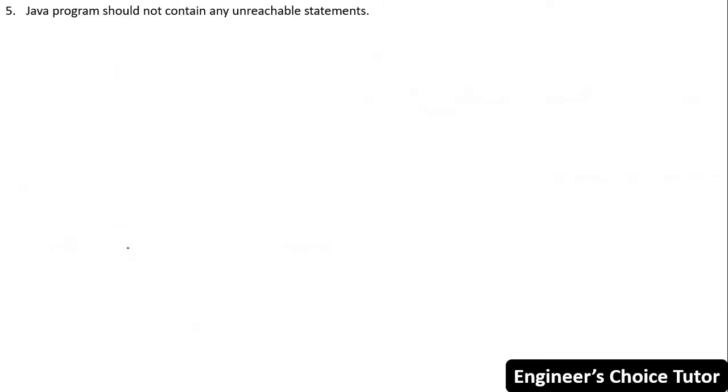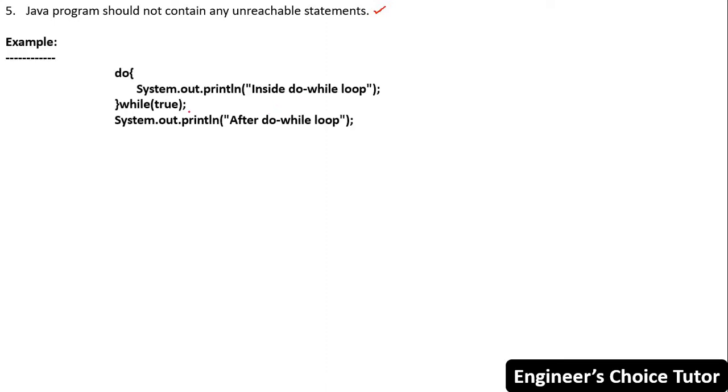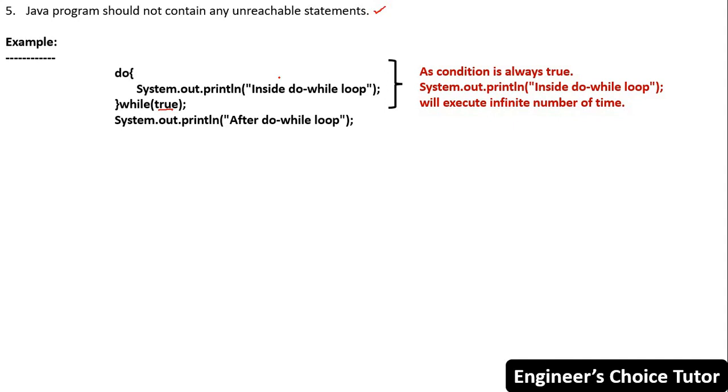The fifth, Java program should not contain any unreachable statements. What do we mean by unreachable statements? Let me show you this thing. Fine. See here. What is the condition here? True. And are you changing any condition, or are you using the break statement here? No, you are not using. So what will happen in this case?